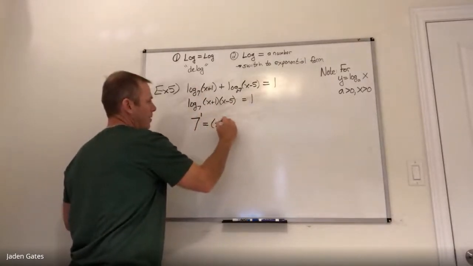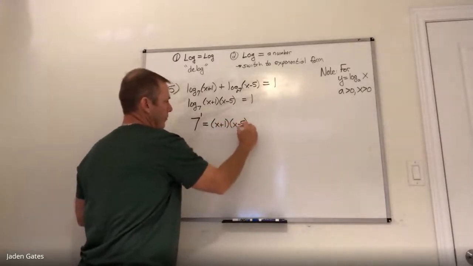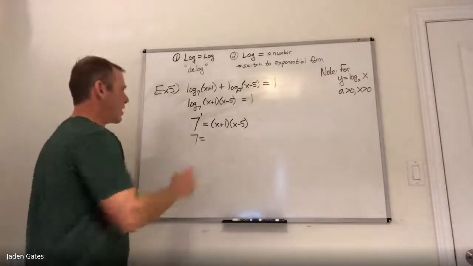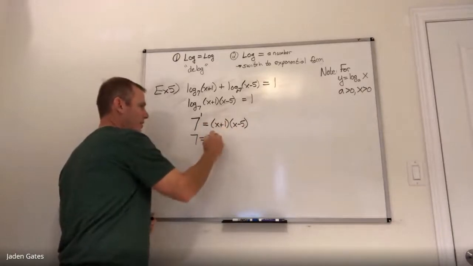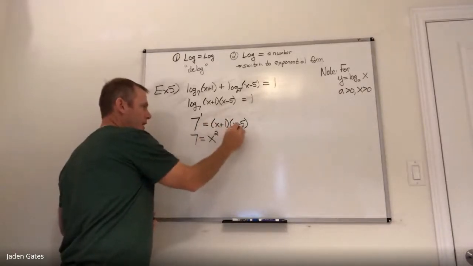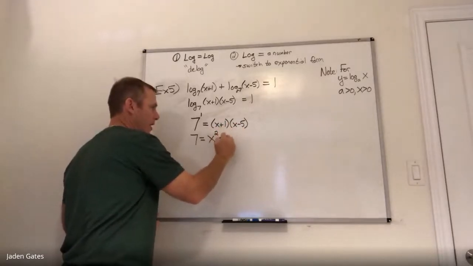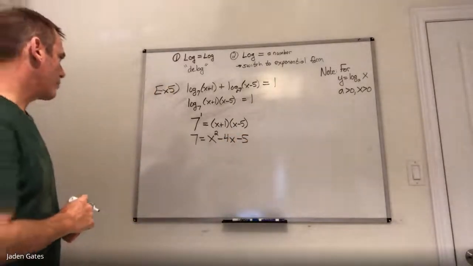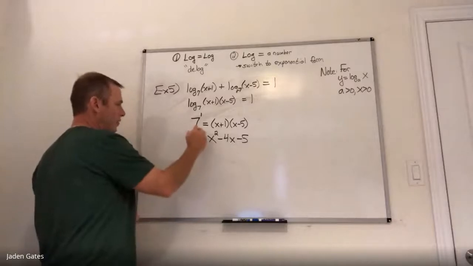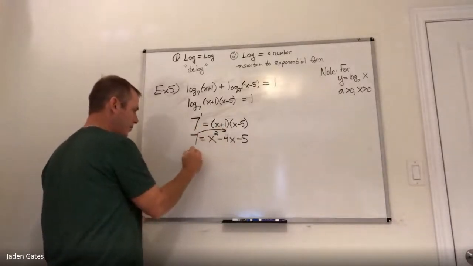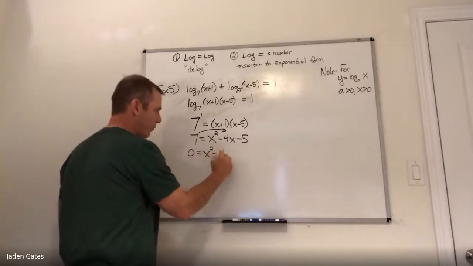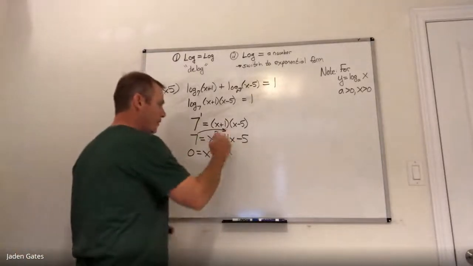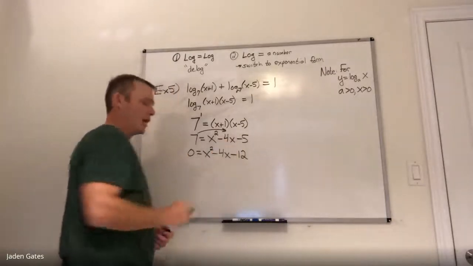So I got x plus 1 times x minus 5. Well, 7 to the power 1 is just 7. Oh, I'm going to have a quadratic here. So expanding it out, x times x is x squared. And then x times minus 5 is minus 5x, but then I add a 1x, so I'm going to have a minus 4x here. And then 1 times minus 5 is minus 5. If I'm going to solve a quadratic, I need to get 0 on one side. So I'm going to move that 7 over. So I got 0 equals x squared minus 4x, and minus 5 minus 7 is minus 12.